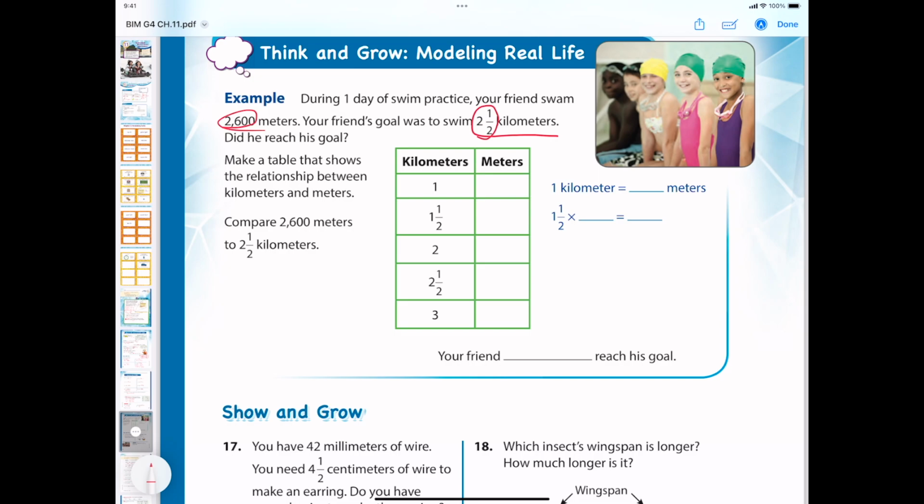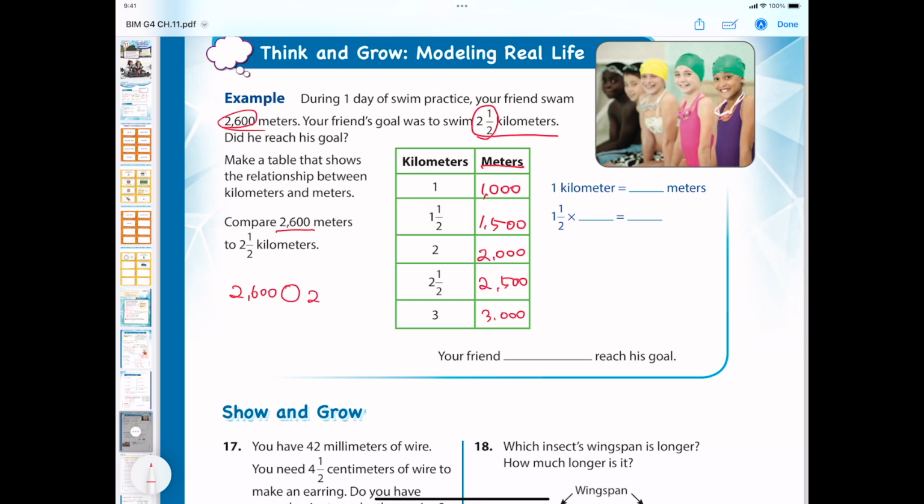All right. So now let's go ahead. 1 kilometer is equal to 1,000, right? Meters. All right. What about 1.5? It's going to be 1,500, right? And 2 kilometers is equivalent to 2,000, and 2.5 will be what? 2,500. 3 will be 3,000. What if your friend swam about this 2,600 meters? Okay, so let's compare.